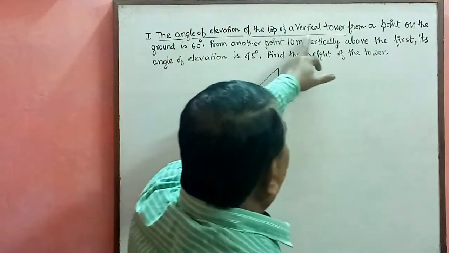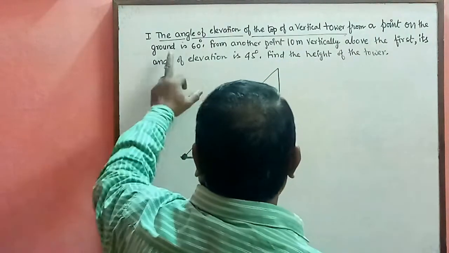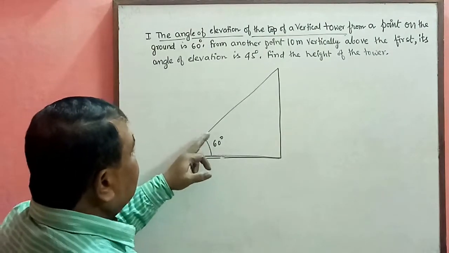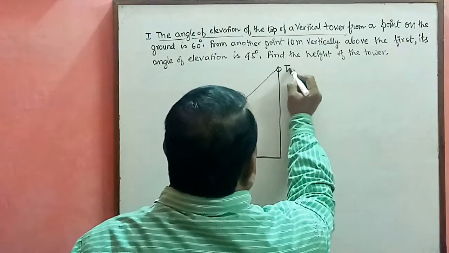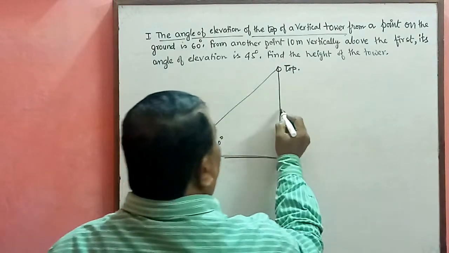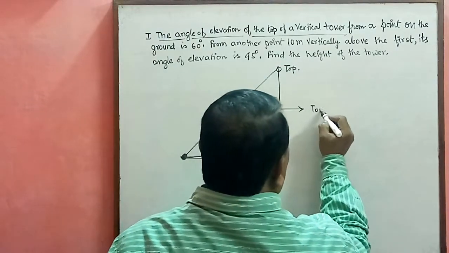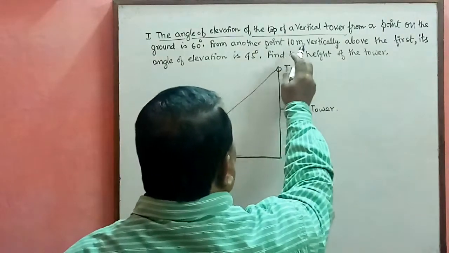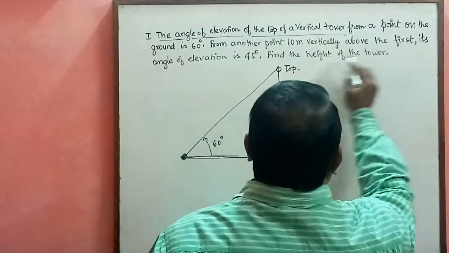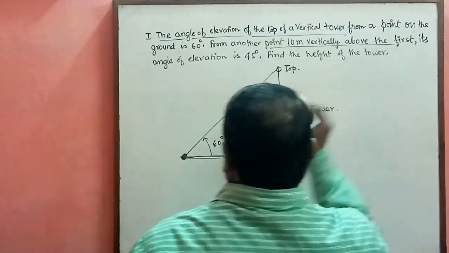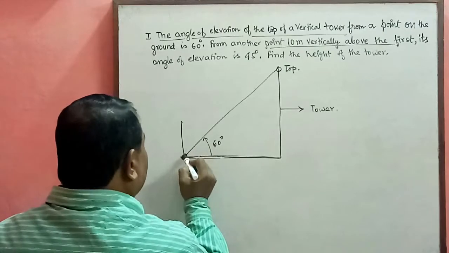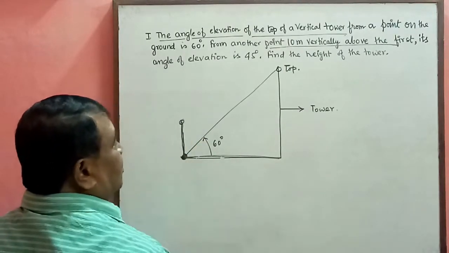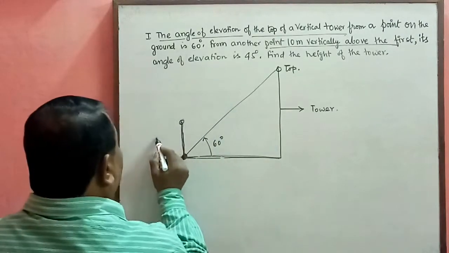The angle of elevation of the top of a vertical tower from a point on the ground is 60 degree. So this is the angle of elevation. This is the top of a vertical tower. This is a tower. Now, from another point 10 meter vertically above the first. Now we are taking a point just vertically above this first point, 10 meter vertically high.